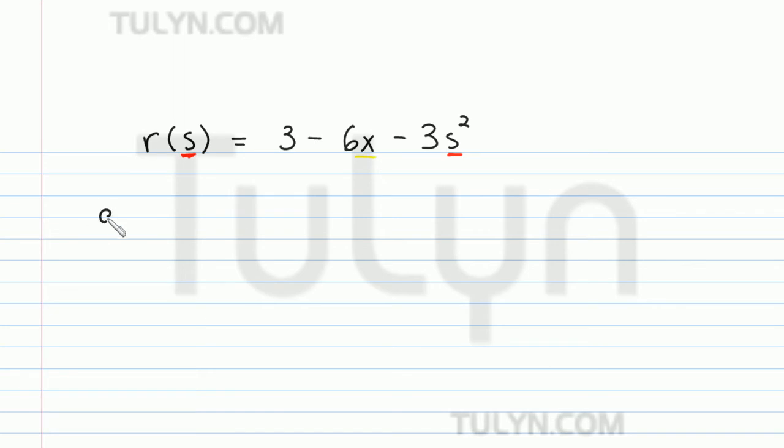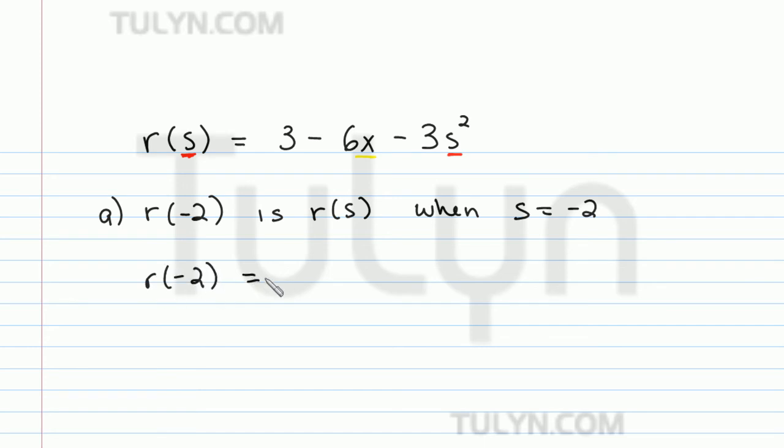So if I want you to find, for example, r of negative 2, well, r of negative 2 is r of s when s is equal to negative 2. So in this case, we replace only the s with negative 2. The x stays by itself. So r of negative 2 is equal to 3 minus 6x minus 3 times negative 2 squared, right?